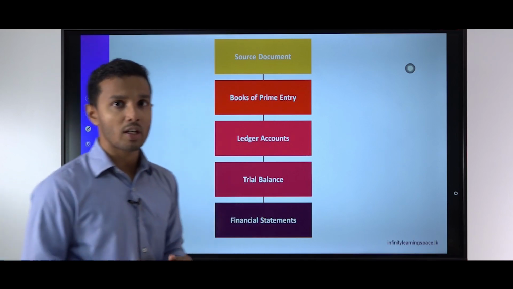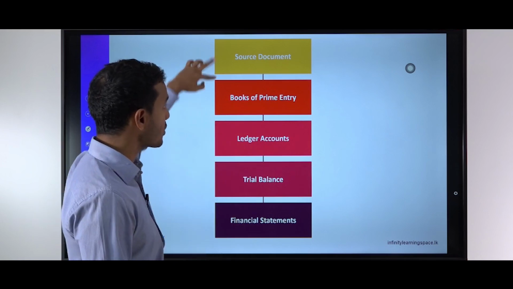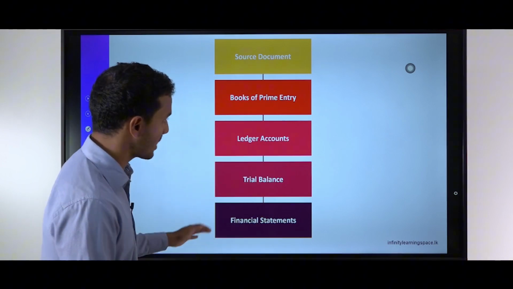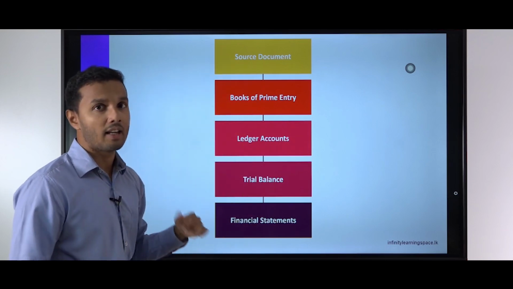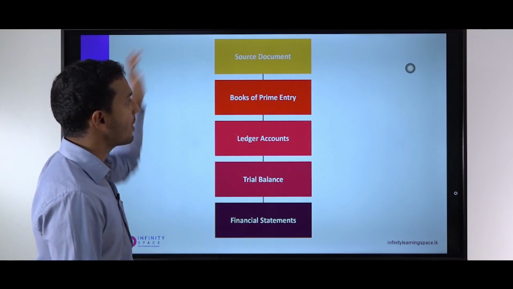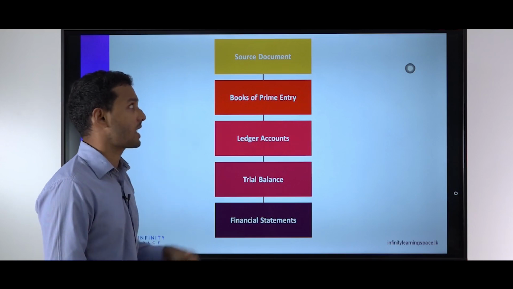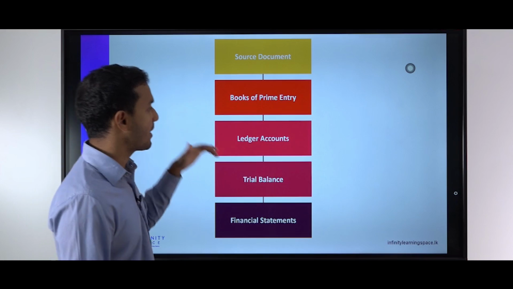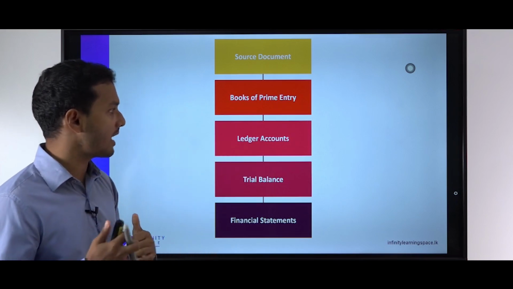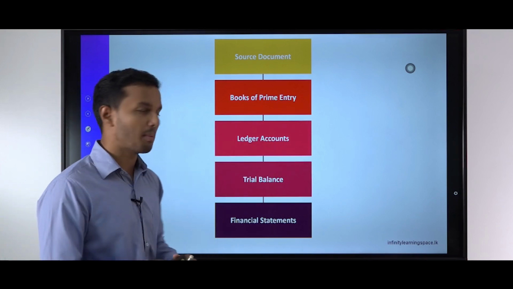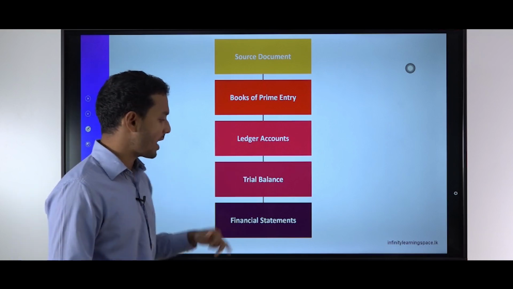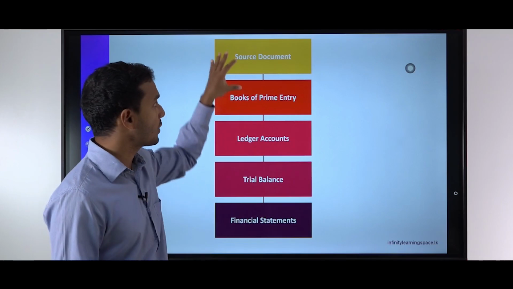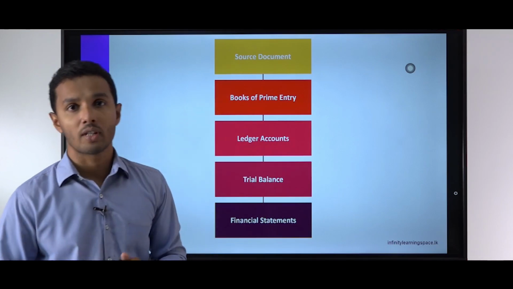In this video, we are going to focus on the first two steps of the accounting process. You can think of this as what accounting does. We are going to look at the first two parts: source documents and books of prime entry. After books of prime entry, we will record the transactions in ledger accounts. From the ledger accounts, we will prepare the trial balance, and from the trial balance, finally, we will prepare the financial statements. So today we are going to focus on these first two steps.